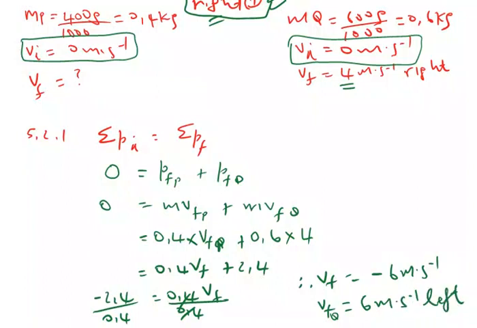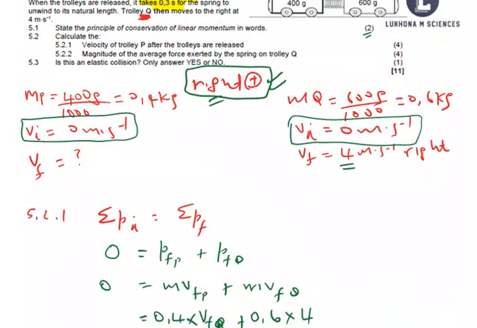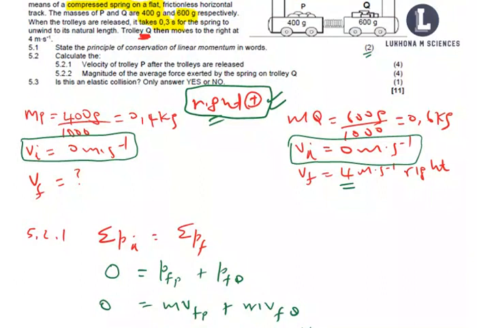Then 5.2.1 is answered. Let's go to another question. They say calculate the magnitude of the average force exerted by the spring on trolley Q, which means the focus is on Q, on trolley Q. So we are going to use the information of Q to get the answer.